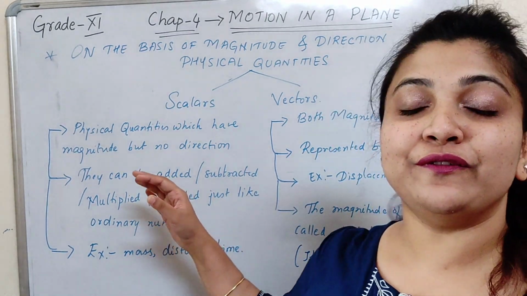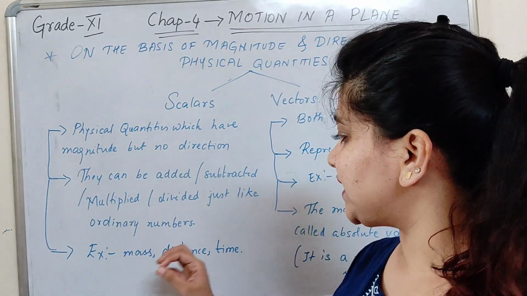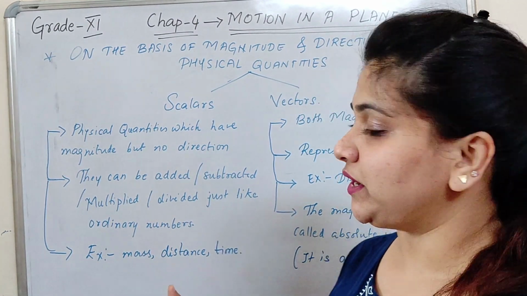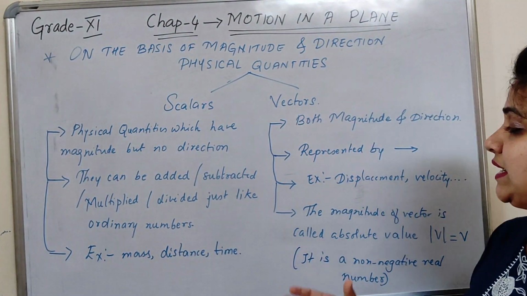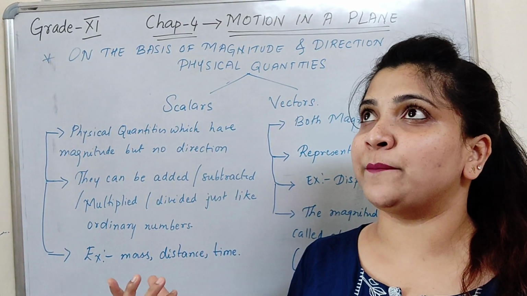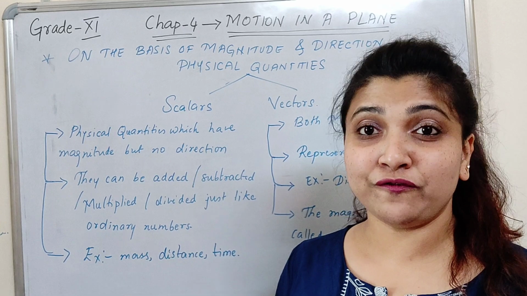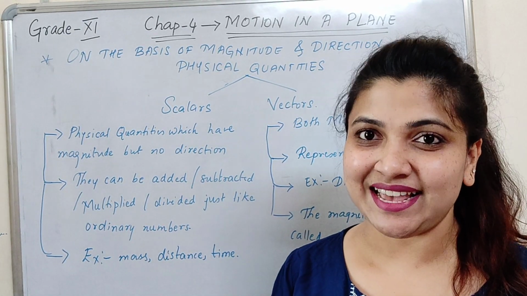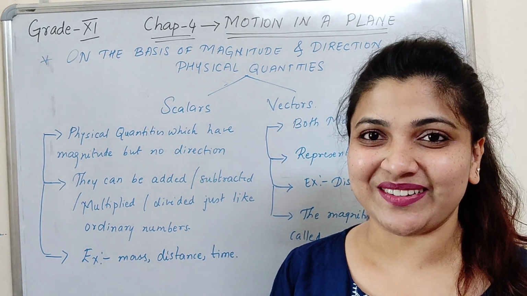Some examples of scalar quantities are mass, distance, time. All these are nothing but examples of scalar quantities. But when it comes to vector quantities, they are displacement, velocity, acceleration, force. All these are different examples of vector quantities. Now let us study more about them.